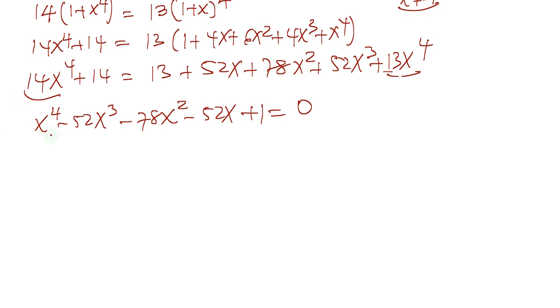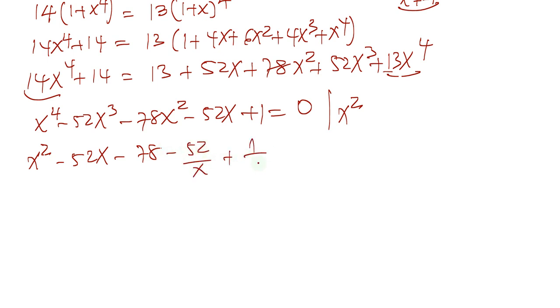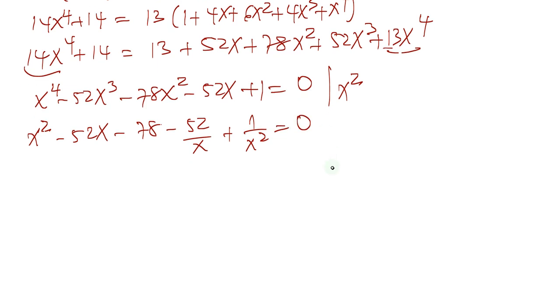Well, to solve this equation of the fourth degree, I'm just gonna divide both sides of the equation by x squared, since x equals 0 is not a zero for this equation, so I can divide it by x to the power of 2. So dividing all by x squared, we're gonna have x squared minus 52x minus 78 minus 52 over x plus 1 over x squared, and then this is 0.